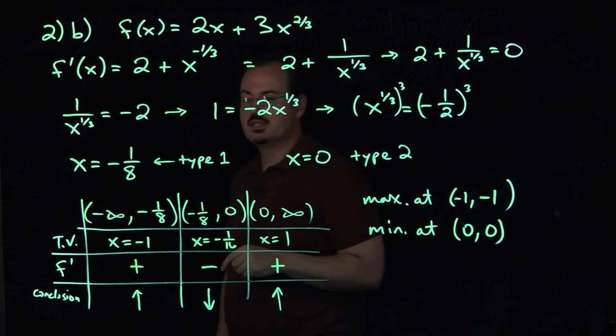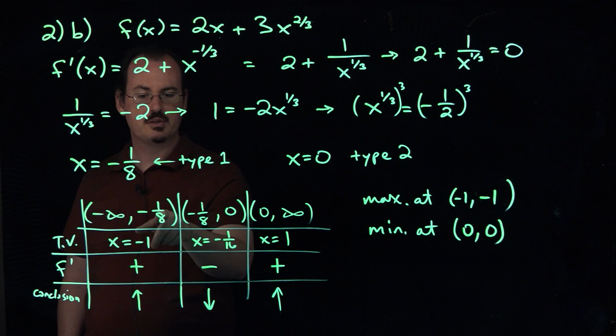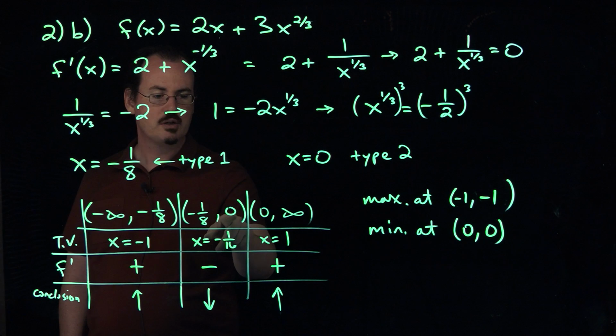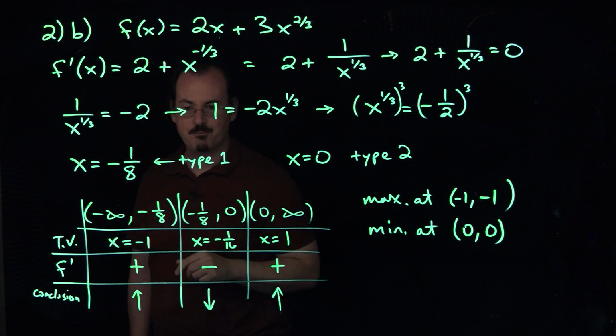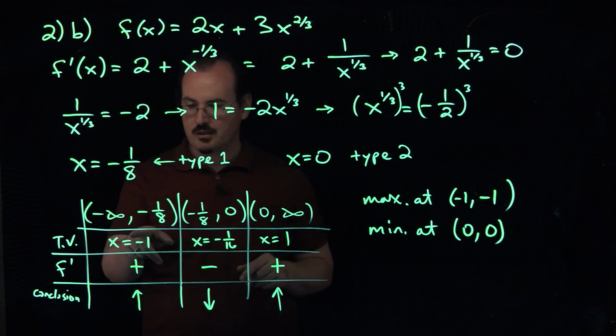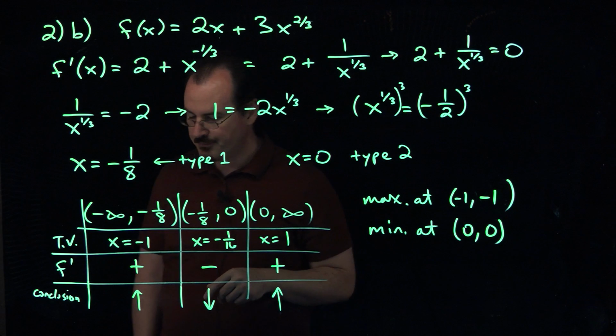So what do we do from there? We set up our intervals. We go from -∞ up to the smaller critical number, -1/8. From the smaller critical number to the larger one, and then from the larger one to the end of the domain. We pick our test values. Each of these numbers is in their domains on the chart here.